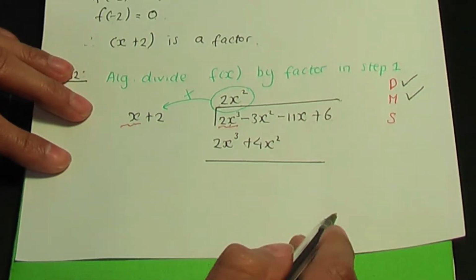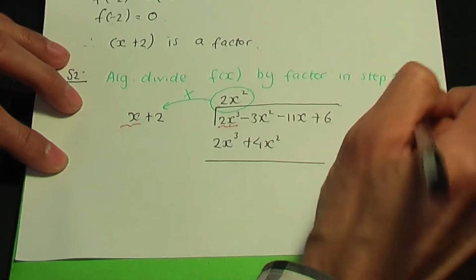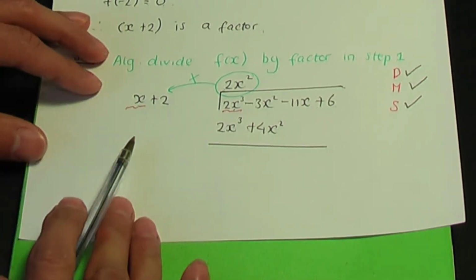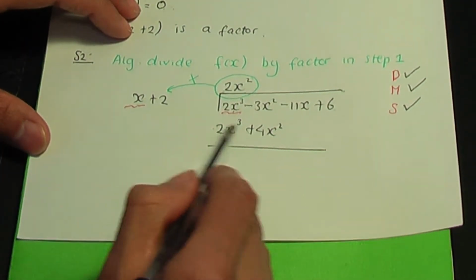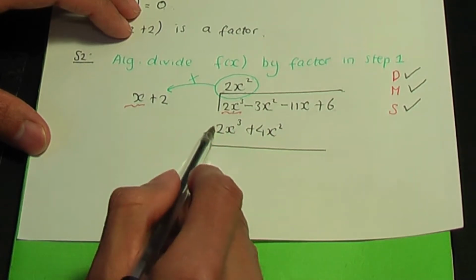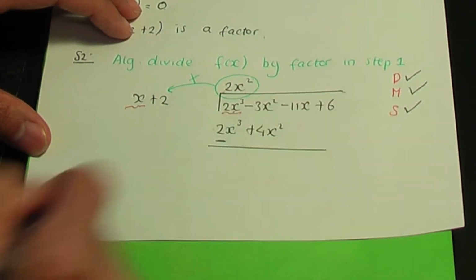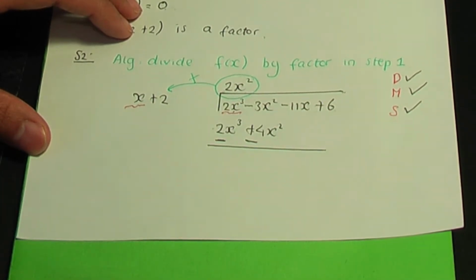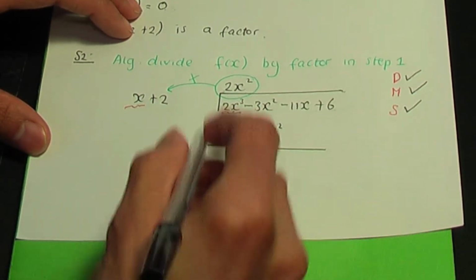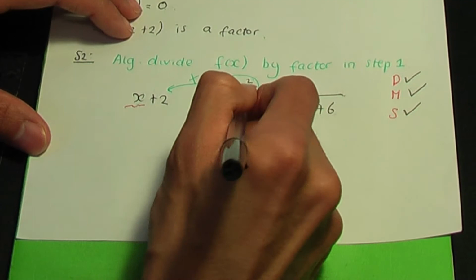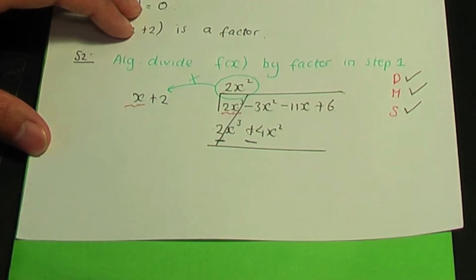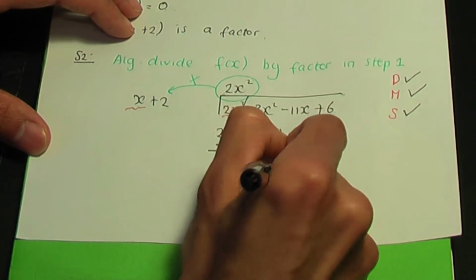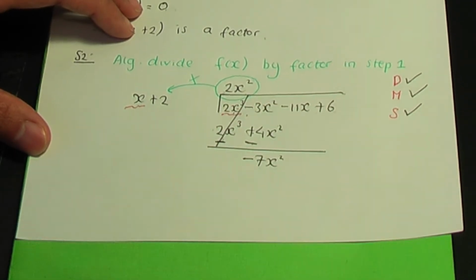So multiplication is complete. Let's do S. S is subtract. So remember the idea of subtraction: reverse the signs of the bottom two terms. So this plus reverses to minus, this plus reverses to minus, so that when I add, 2x cubed minus 2x cubed is nothing. Minus 3x squared minus 4x squared is minus 7x squared. Okay?